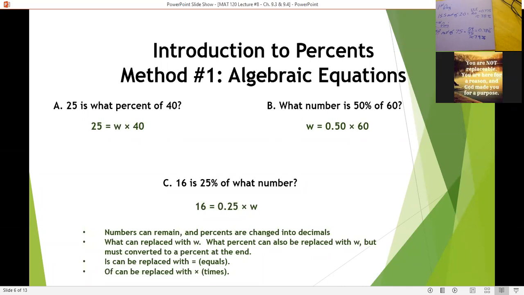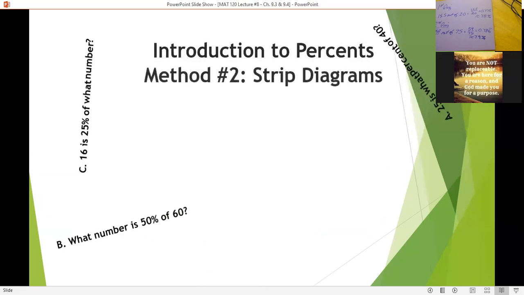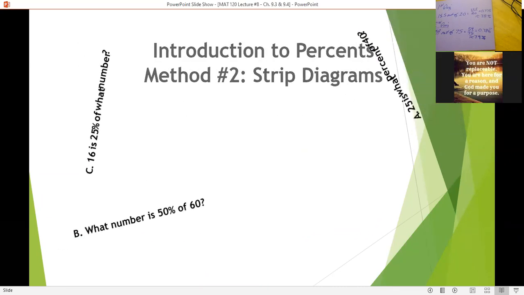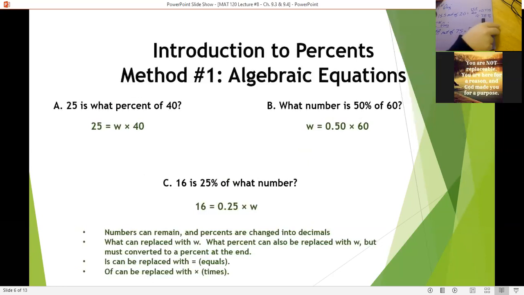And what I'd like to do with you now is actually go through the remaining work of solving these equations, which I think that we haven't done, but let's do that before we go on to the next kind. Starting with this one, 25 equals W times 40. And then you have W equals 0.50 times 60. And then I have 16 equals 0.25 times W. Okay, so let's see if we can use our old algebra ability to solve this.